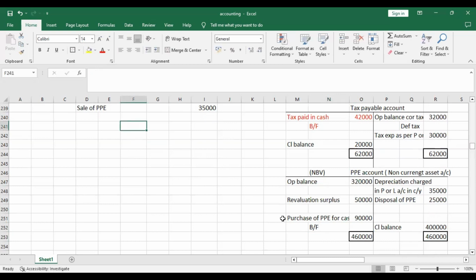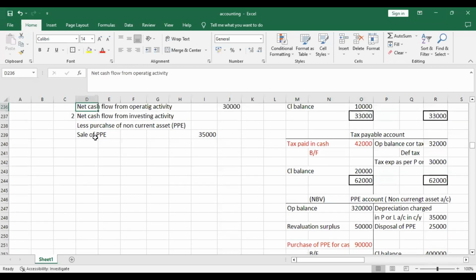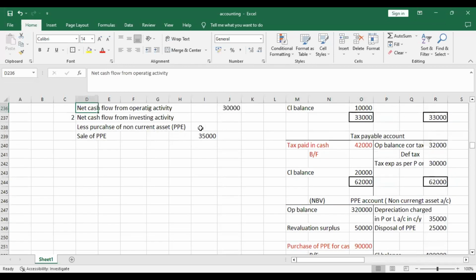How much is this, my dear? 90,000. So this 90,000 is to be taken in investing. So purchase of PPE, how much is it? 90,000. This 90,000 is an outflow, a minus figure. Please keep the minus. Most of the students make mistakes while putting these symbols, because of adding and subtracting. They write less, but they don't put the symbol, so instead of reducing, we add. So we have taken purchase of PPE, the non-current asset, as well as sale of PPE.